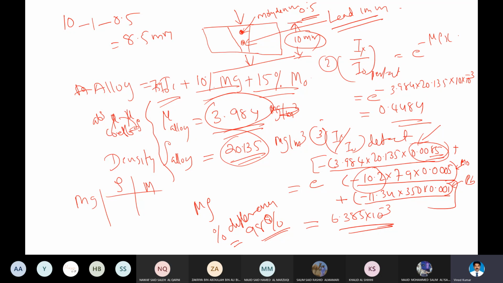You will not be able to, or you will be able to? We will be able to, absolutely, because it is 98. If it is greater than 5%, we will be able to detect the defects using X-ray. This is basically the first question.